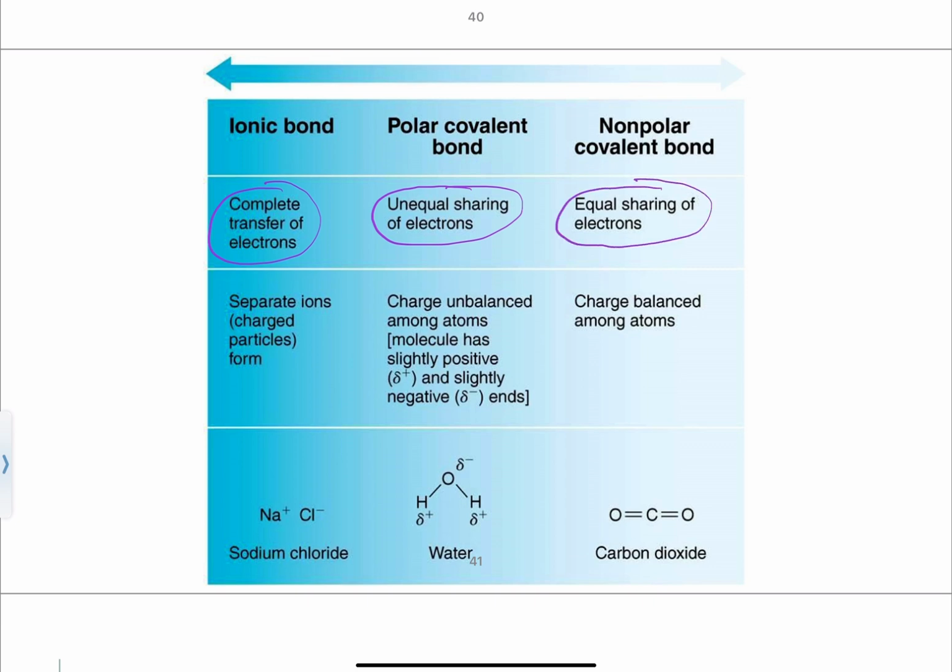And you can see down here we have full charges. If we're talking about an ionic bond, we're talking about a cation or an anion. If we're talking about a polar covalent bond, we're talking about partial positives and partial negatives. And if we're talking about a nonpolar covalent bond, it would be electrically neutral because we don't have any transfer of electrons at all, because they're being shared.